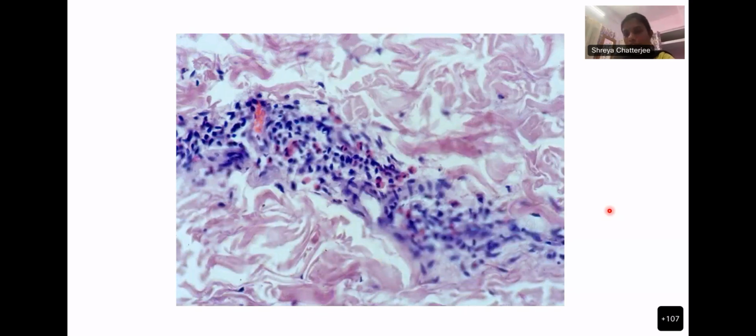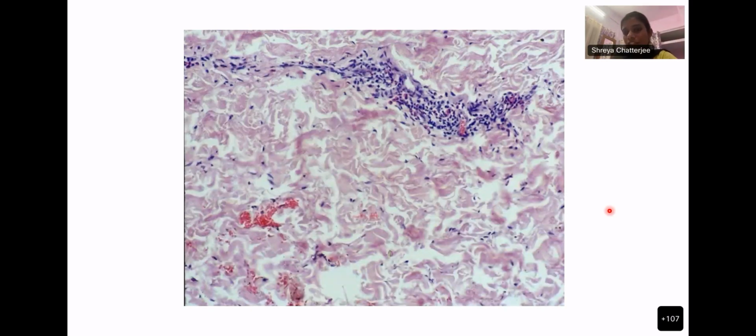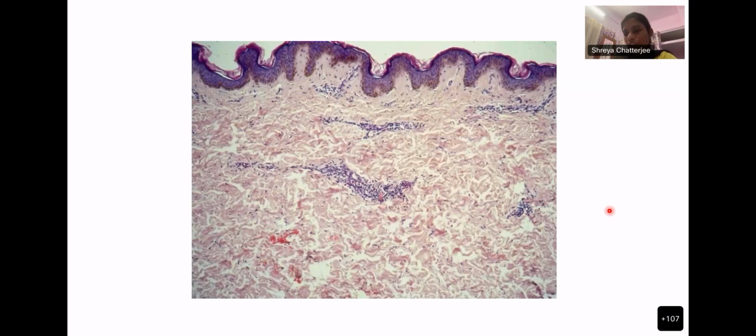So here we can see perivascular condensation of mononuclear cells, lymphocytes and eosinophils, along with edematous changes in the reticular dermis. Sir, I have a few differentials. First is urticaria. In urticaria, usually in the early lesions, it shows neutrophilic and eosinophilic perivascular condensation of inflammatory cells, but as the lesion ages, it can become lymphocyte predominant.